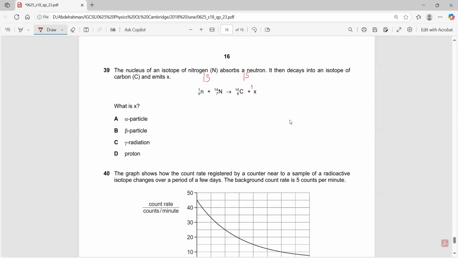Correct? And then the proton number on the left hand side is 0 plus 7, which is 7. So it has to be also 7 on the right hand side, so 6. And this has to be 1. What is 1 and 1? It is a proton. Why? Because a proton has a mass of 1 and a proton number or a charge of positive 1.